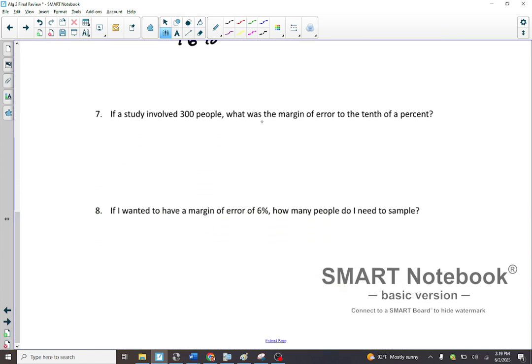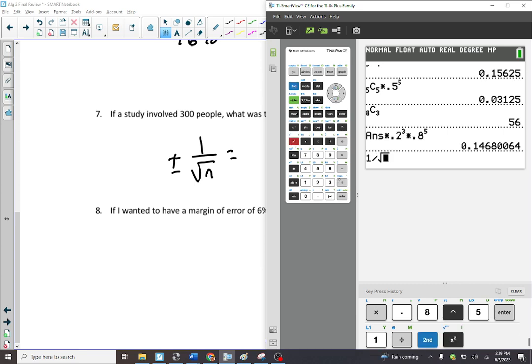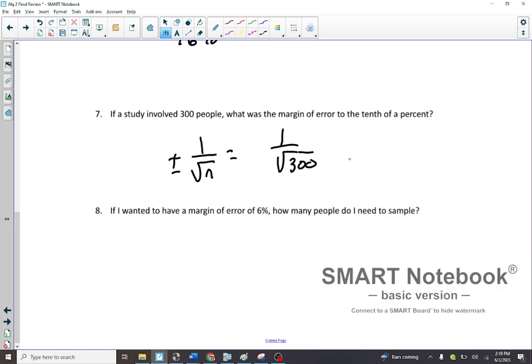This one, a study involved 300 people. What's the margin of error? The formula is 1 over the square root of n, technically plus or minus. So in this case, it's 1 over the square root of 300. I can't do that in my head, so I go to the calculator. 1 divided by the square root of 300. That's going to give you 5.7, what did I say, 10%? So 5.8%. So my answer will be right from 5 to 8%.